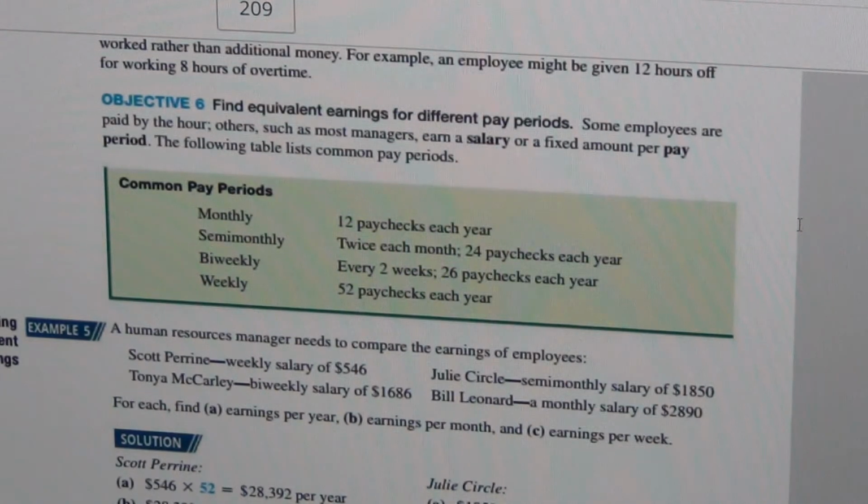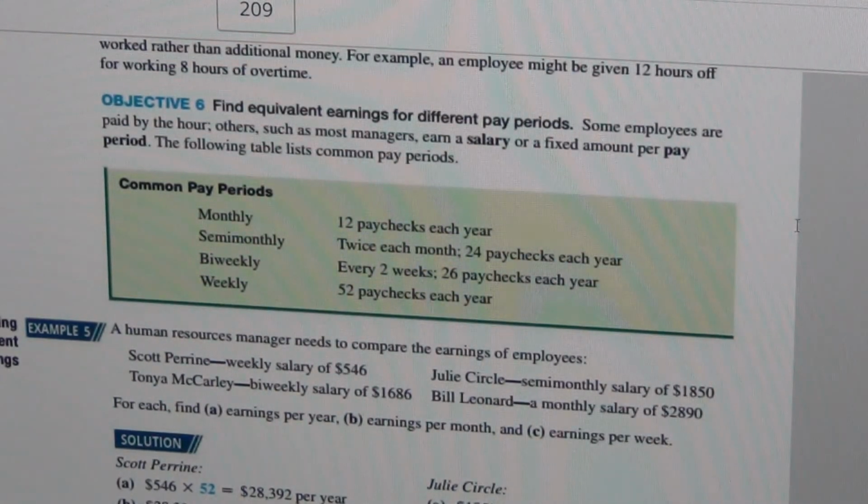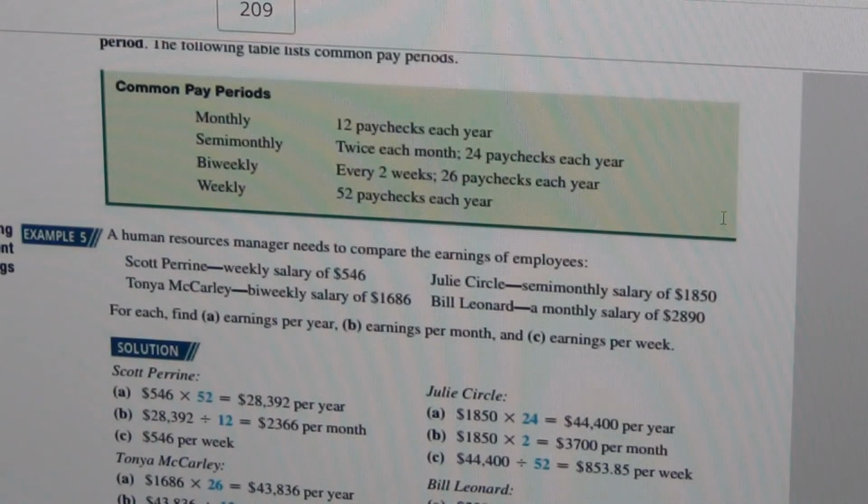Now, in many cases, you get offers at several different places for different jobs, and they're paying differently. So you want to figure out which one is the better option.